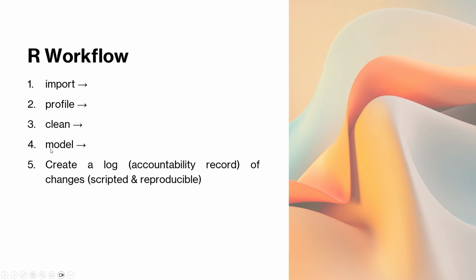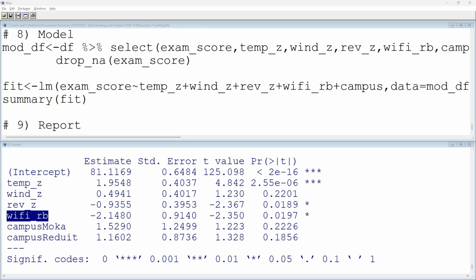We did not pay too much attention to that one, but you still need to understand what a simple linear or multiple linear regression is. But then we are saying that we are going to create a log, an accountability record of changes, which are scripted and reproducible. So what are we going to do? We are going to create a small report just to provide information on what we have done, because if we have removed some missing values, what is the percentage of missing values that we had? It's always good to have an idea of your analysis, what you have been doing. So let's get into that.